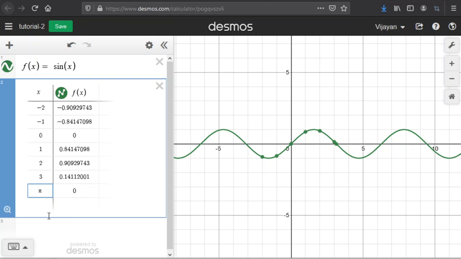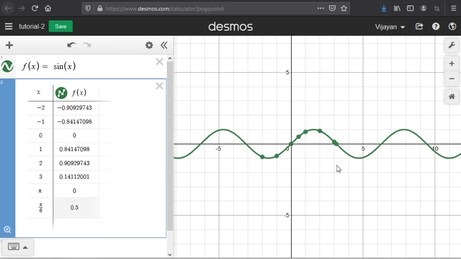Why? Sin x at pi is 0. Suppose I want to know at pi by 6, so it is 0.5. Where is this pi by 6? This is this one.